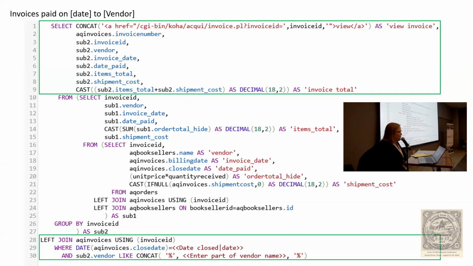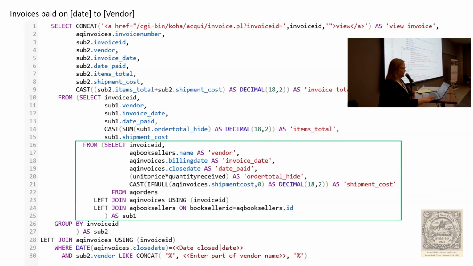So the thing that you'll notice is that I am pulling from, I'm going to go back to sum over here. I wanted to know which orders I paid today. I wanted to know which invoices I paid today. It's not that simple. I want to look at the invoices, but if I just looked at the invoices, I wouldn't have the shipment costs.